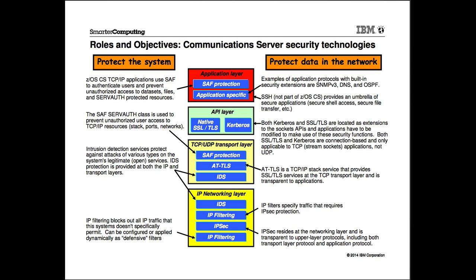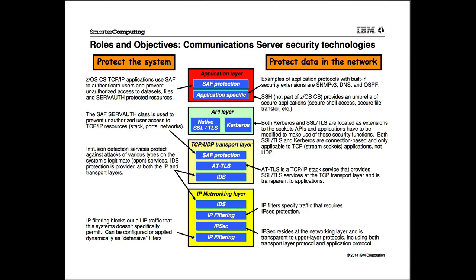So this page shows a lot of technologies that we use. Starting at the very top at the application layer, we have SAF protection, which IBM's product for that is RACF, right? SAF stands for System Authorization Facility. That authenticates users and prevents unauthorized access to datasets, files, resources. That's not a communication server technology. That's a basic z/OS technology. However, there are also application-specific technologies to protect data in the network: SNMPv3, there's SSH, there's various authentication.